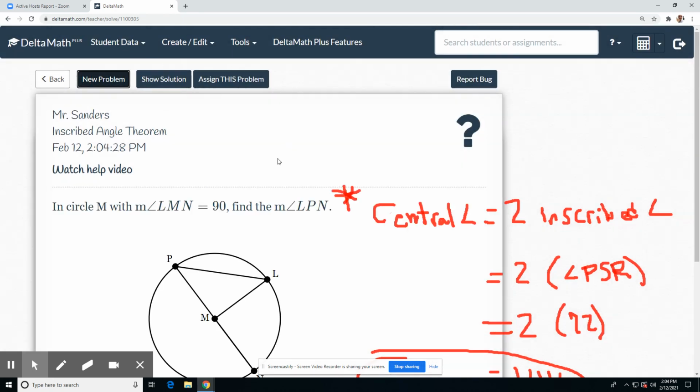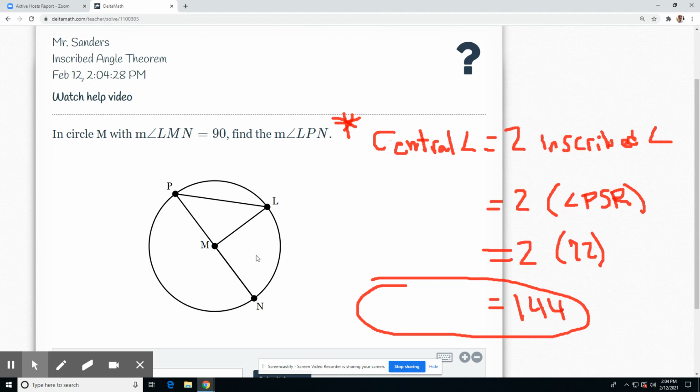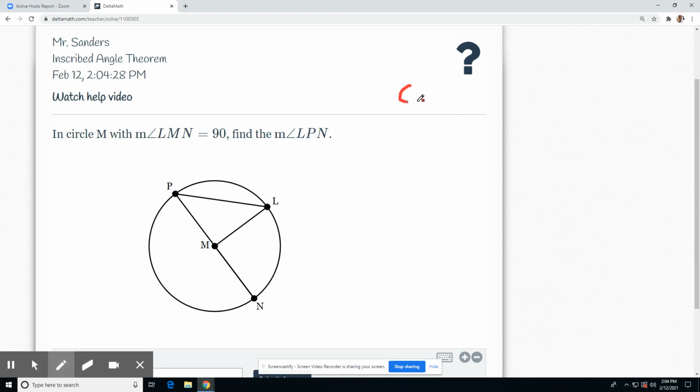The other one's probably the same. Yep, the same. Let's just verify, I want to make sure we know what we're doing. The central angle is equal to 2 times the inscribed angle. The measure of LMN, this measure right here, is 90. And then the measure of LPN versus this one right here. Yes, same kind of problem. Notice how marking it helps. Same type of structure, so plug your numbers in and just solve it.